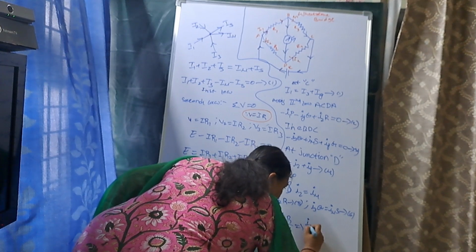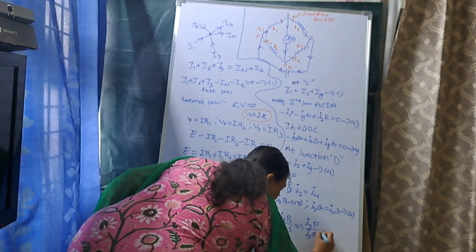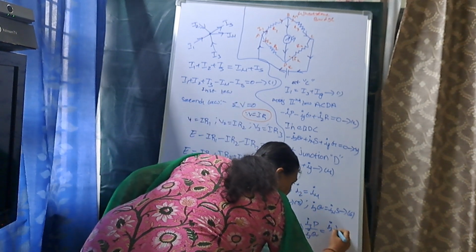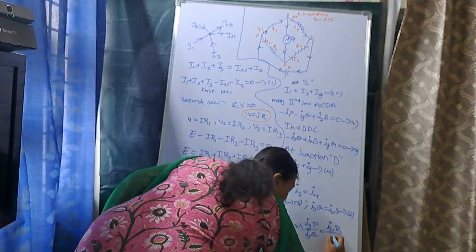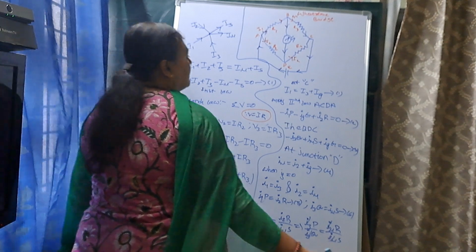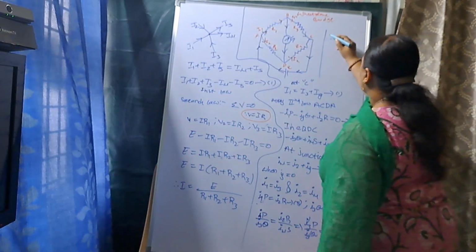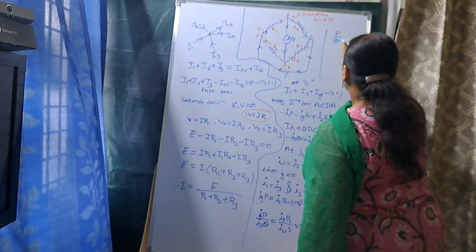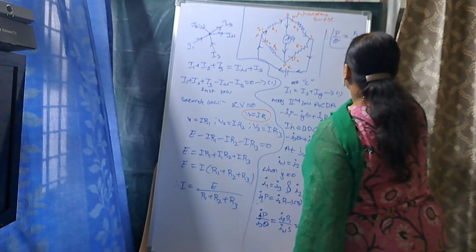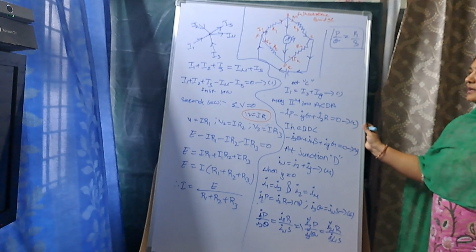I3P by I3Q. I2 means we can write I4R by I4S. I3, I4 will be cancelled. Therefore, final answer is P by Q is equal to R by S. This is the final answer, Wheatstone bridge answer. Okay, this is Wheatstone bridge.